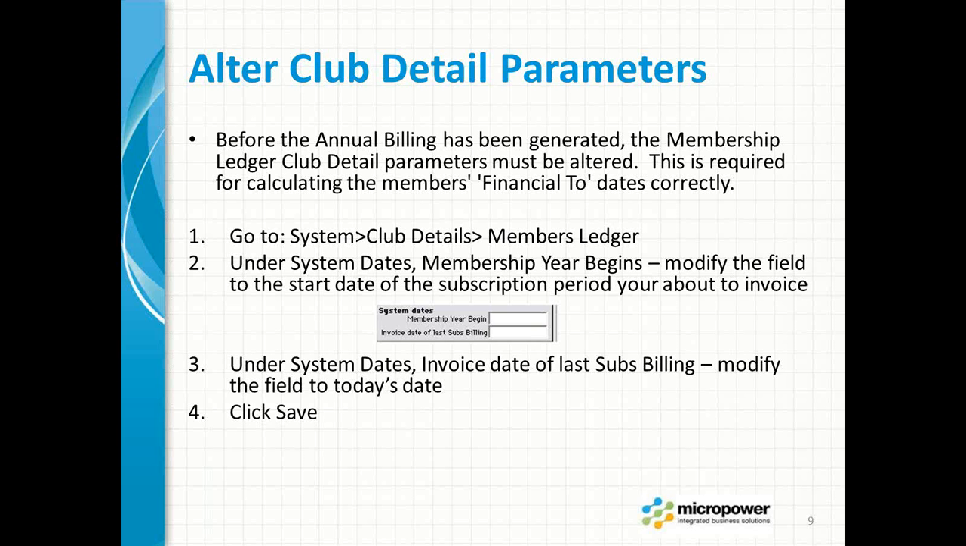Then for the next one, you need to update the invoice date of last sub's billing, and you modify that field to today's date. That's the date that you're going to run the subscription renewal on. Then you just save the club details, and that section's done. So that's step 7.